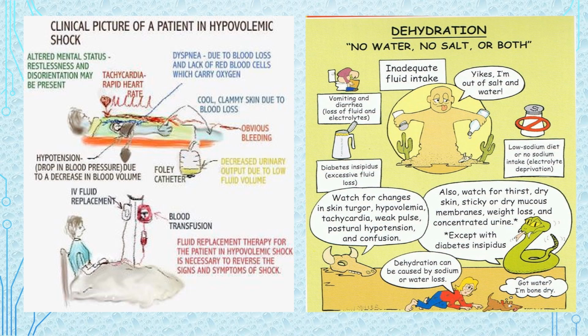So the thing is, you want to determine the underlying cause and treat that. They'll have a decreased urine output due to low volume. Patients should at least have 30 mLs per hour or 1 mL per kilogram per hour of output. Hypotension, they may have a drop in blood pressure due to decreased blood volume.